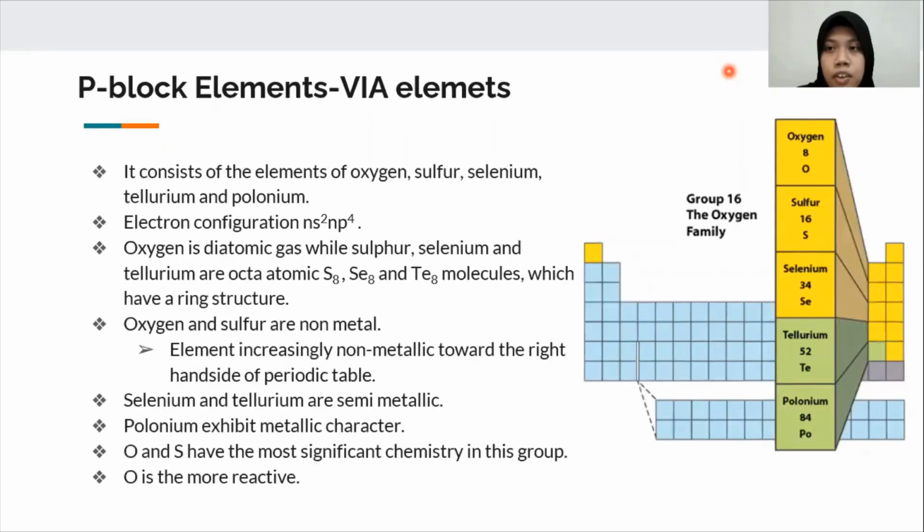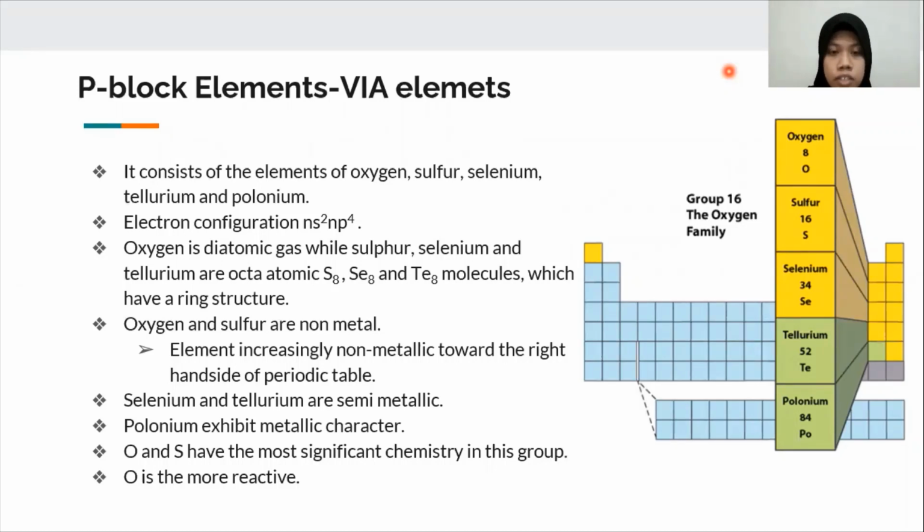So p-block elements or 6A elements consist of oxygen, sulfur, selenium, tellurium, and polonium. The electron configuration for this group is ns2 np4. Oxygen is a diatomic gas while sulfur, selenium, and tellurium are octatomic, which are S8, Se8, and Te8 molecules, which have a ring structure.